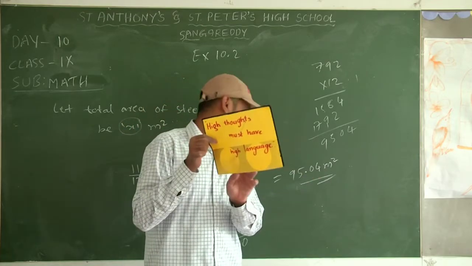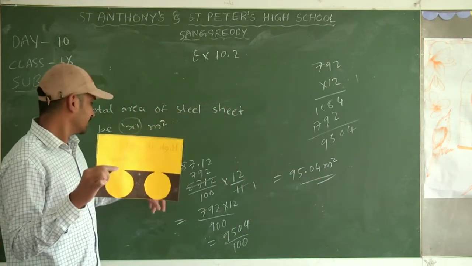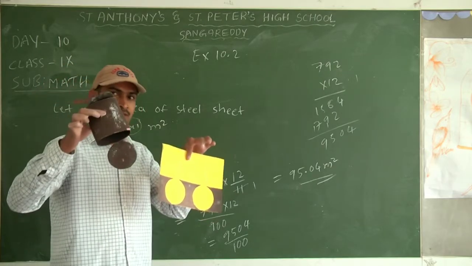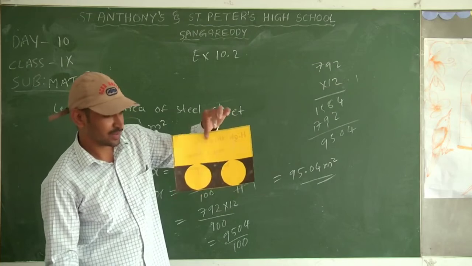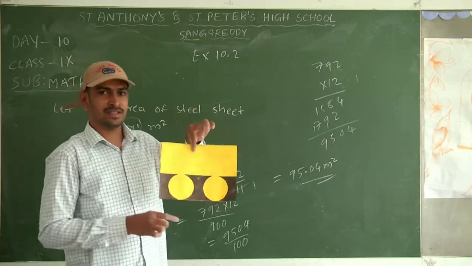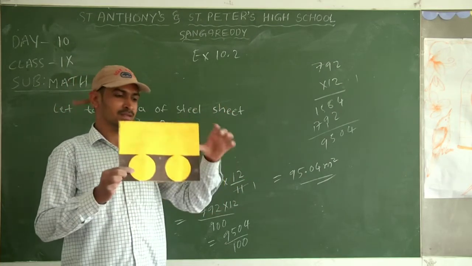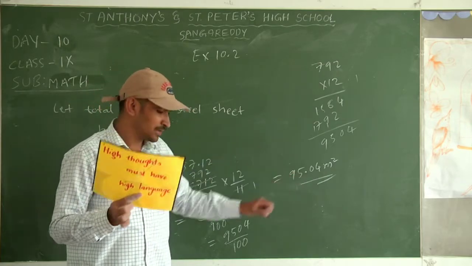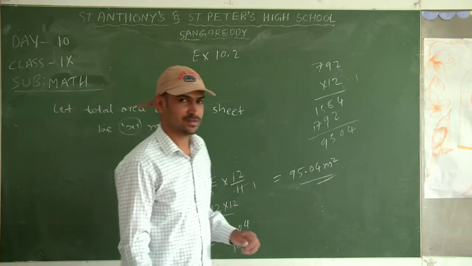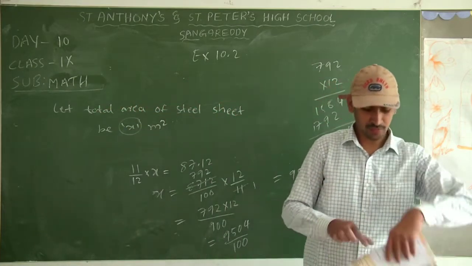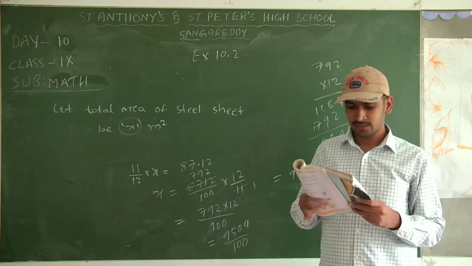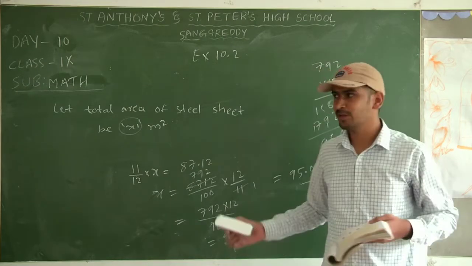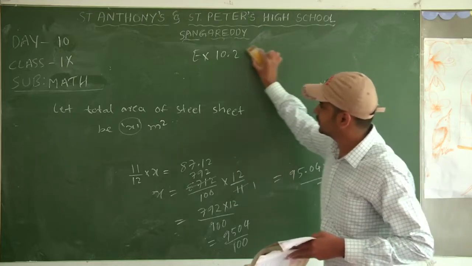In that, 87.12 is converted into the cylinder. The remaining 1 by 12th part is wasted. So the area of this total sheet is 95.04 meters square. I want to give question number 10 for homework. I will write it on the board. You can copy.